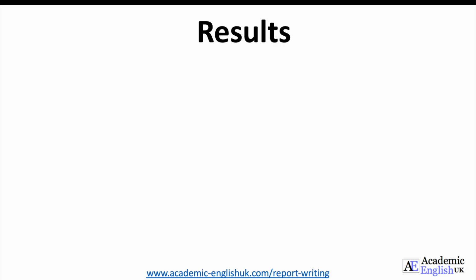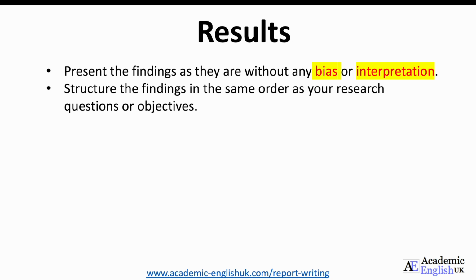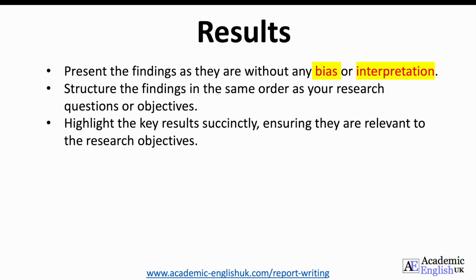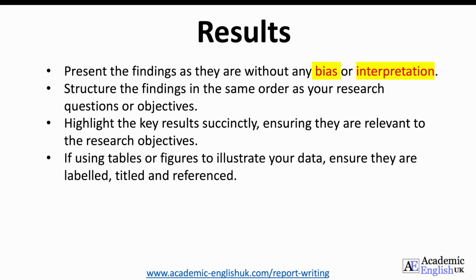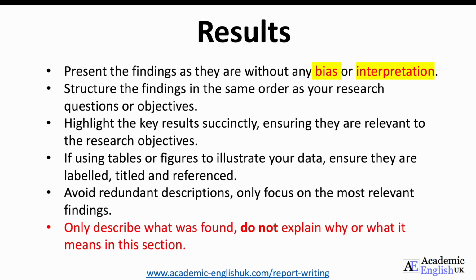Next is the results section. This is where you present your findings. Generally, you should include: present the findings as they are without any bias or interpretation. Structure the findings in the same order as your research questions or objectives. Highlight the key results succinctly, ensuring they are relevant to the research objectives. If using a table or figures to illustrate your data, ensure they are labeled, titled, and referenced. Avoid redundant descriptions, only focus on the most relevant findings. Only describe what was found, do not explain why or what it means in this section.